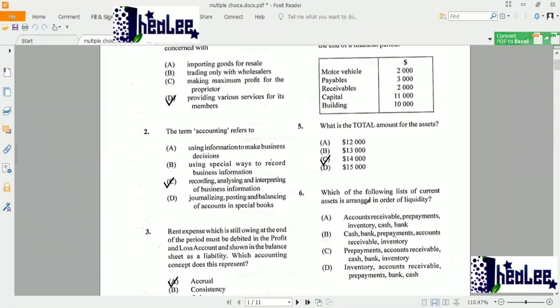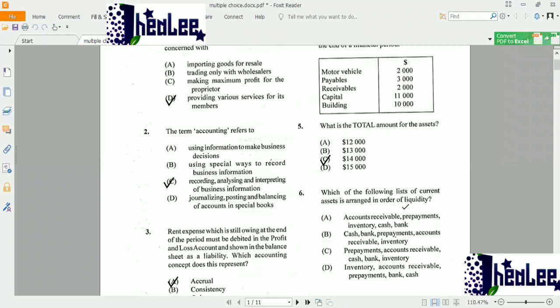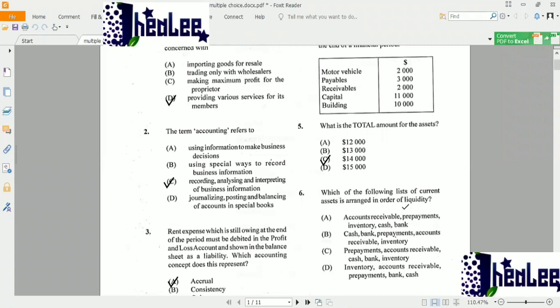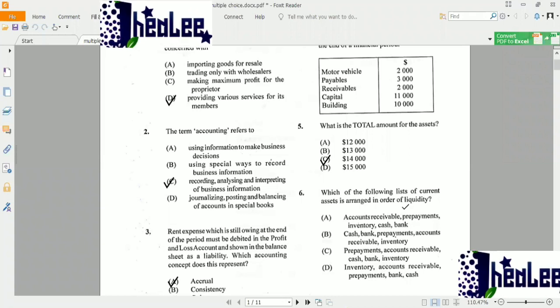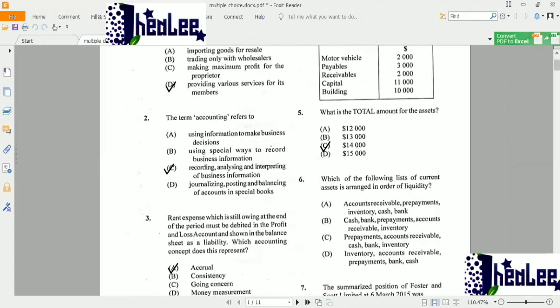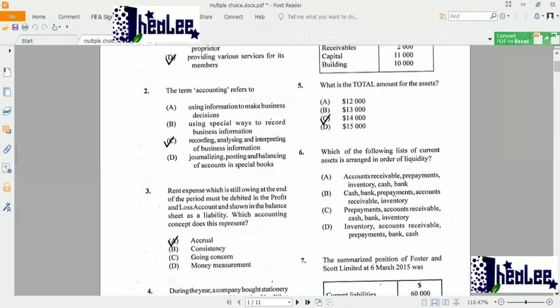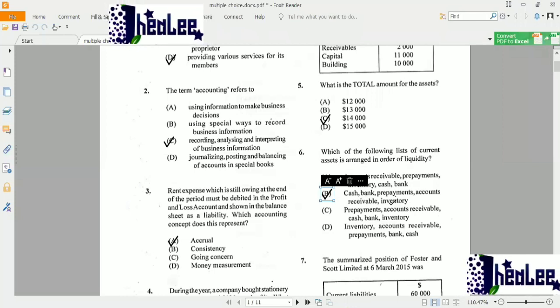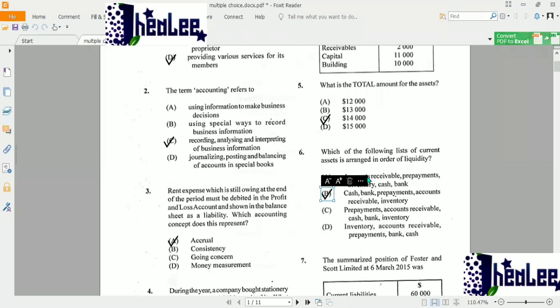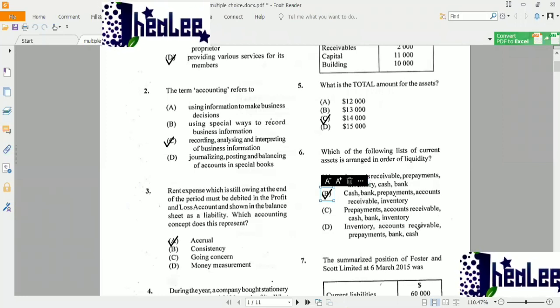Next, which of the following list of current assets is arranged in order of liquidity? When we say order of liquidity, you're looking out for the item that is the most liquid asset. Which one is the most liquid? The cash. All right, so I see the response coming up for the question, which is B. Yes. Bear in mind that our most liquid asset is cash. So it therefore means that we're looking for one that begins with cash, and that is the only one that starts with cash.